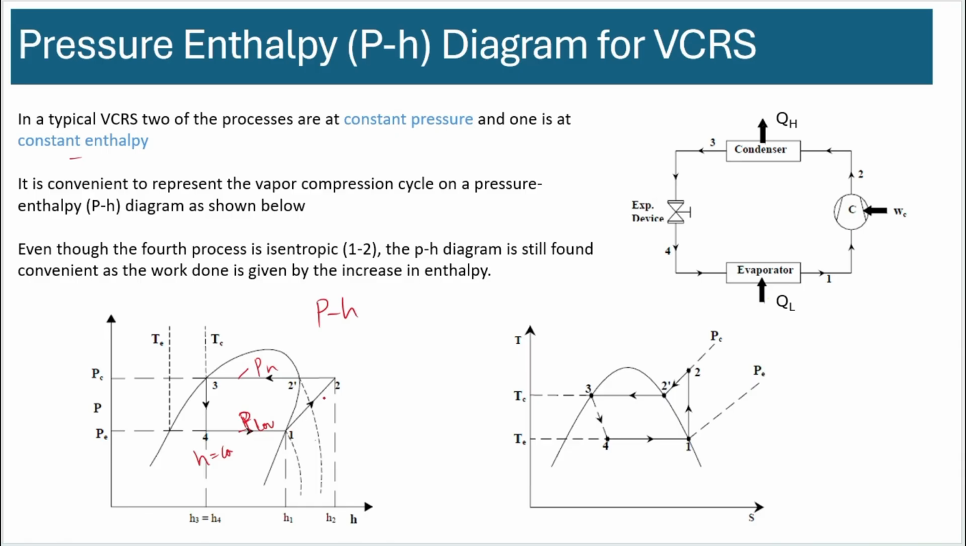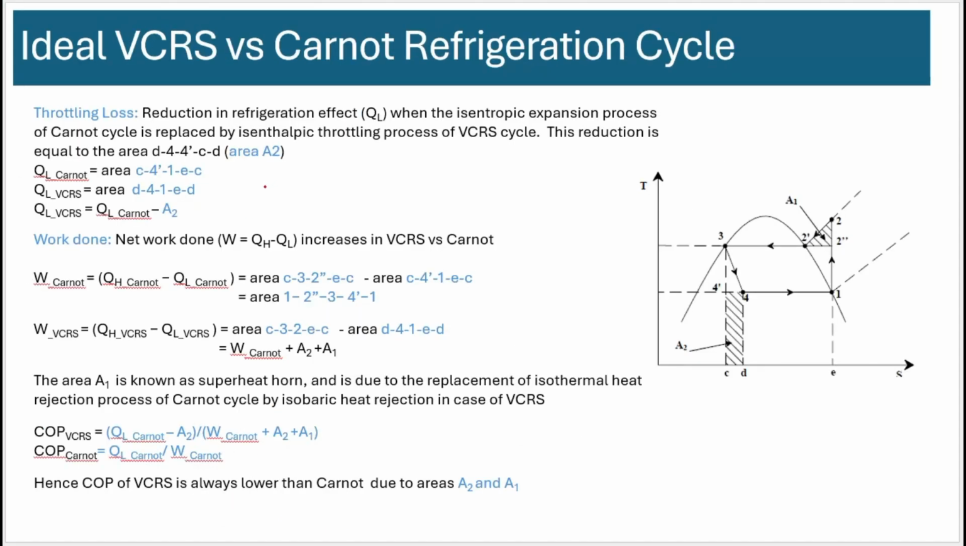This is isentropic, but it could still be represented on a pH diagram, right? So pH diagram is the most commonly used diagram in industry for analyzing vapor compression systems. Okay, just because it's easier to understand and it's easier to calculate cooling capacity and all by just looking at the enthalpy.